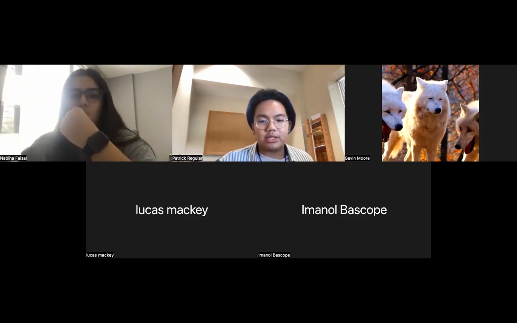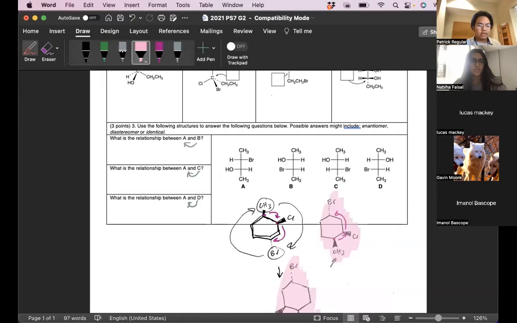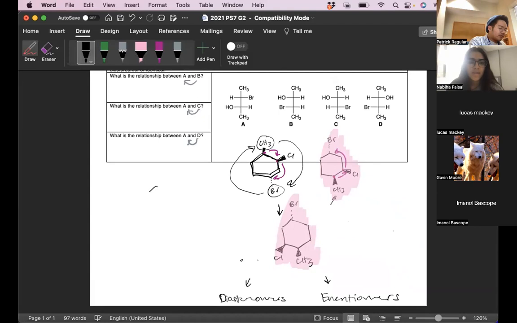So even if you had, let me share. Can you guys see this? Okay, there we go. If your chair conformation was something like this, there would be a plane of symmetry because you can just cut it right down the middle.